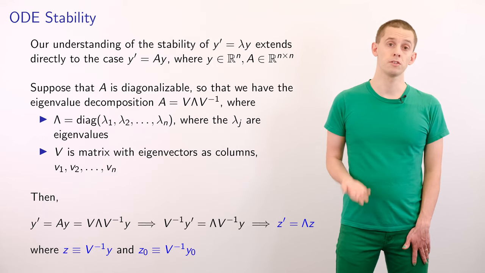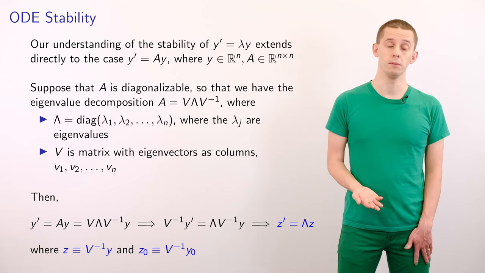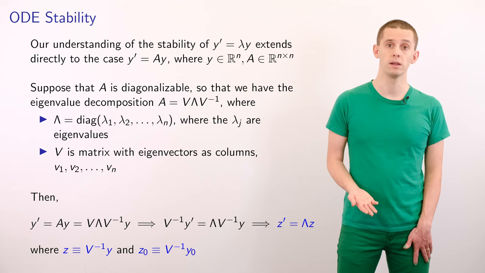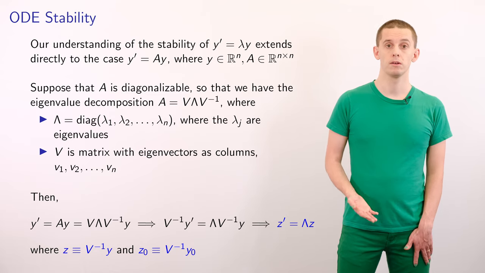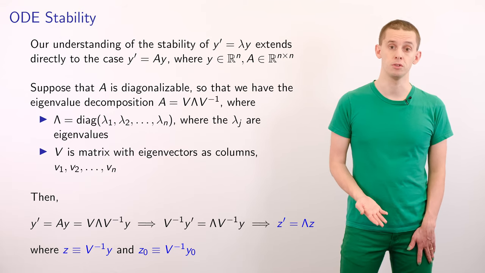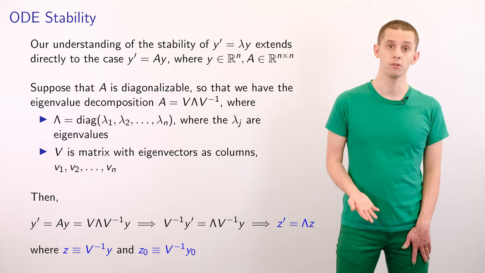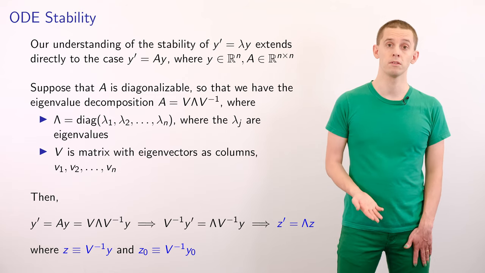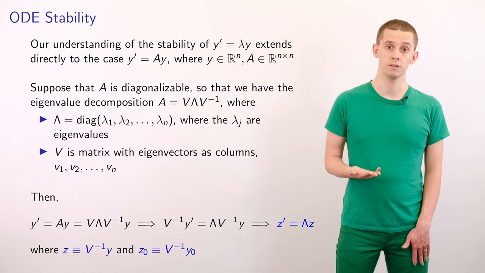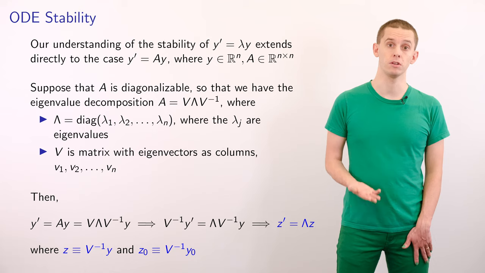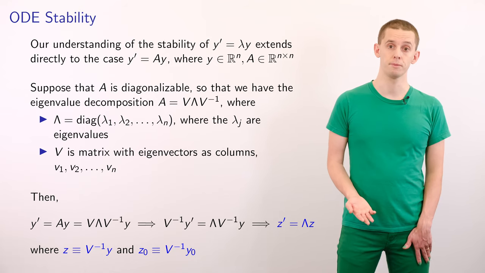Now that we've got an understanding of the stability for this scalar equation, y prime equals lambda y, we can generalize this to the vector equation, y prime equals Ay, where now y is an n-component vector and A is an n by n matrix. So let's suppose now that A is diagonalizable, and we have the eigenvalue decomposition A equals V times lambda times V inverse, where lambda is a diagonal matrix, where the diagonal entries are lambda j, which are the eigenvalues of the matrix A. And V is a matrix with eigenvectors as columns, v1, v2, up to vn.